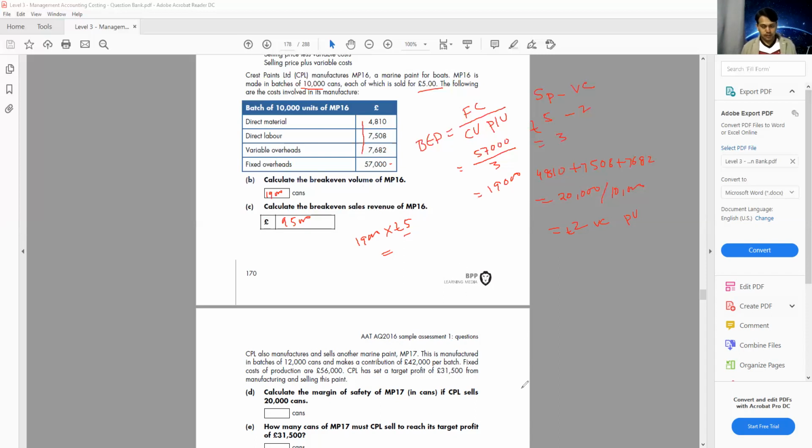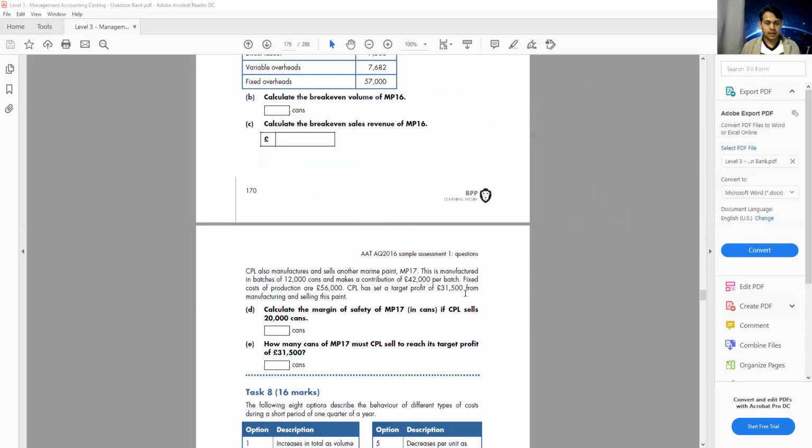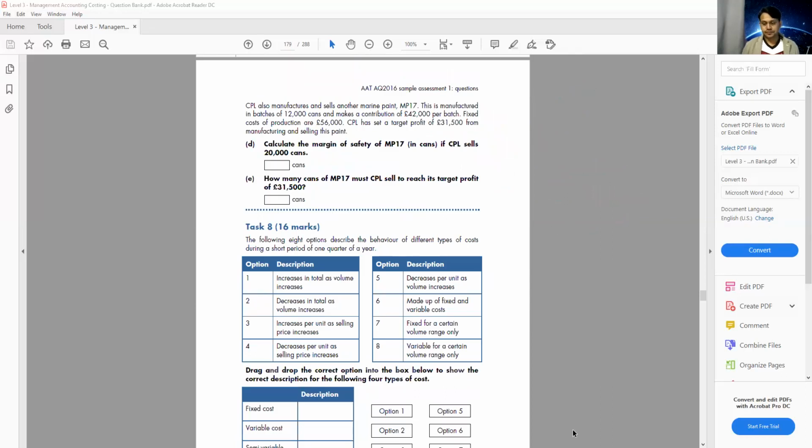Okay, let's move on. Is the bottom relevant to that, or is it a new question? Okay, let's go back to the question and go down. Let's do this question. CPL also manufactures and sells marine paint, MP17. This is manufactured in batches of 12,000 cans. So if I want to get the contribution per unit, I can just divide it, isn't it?